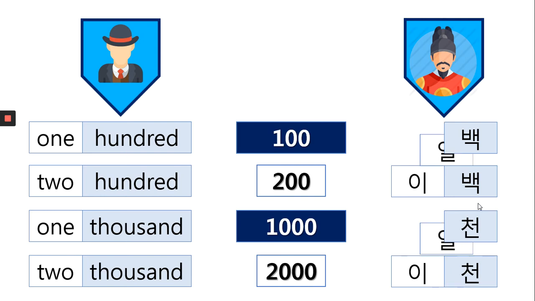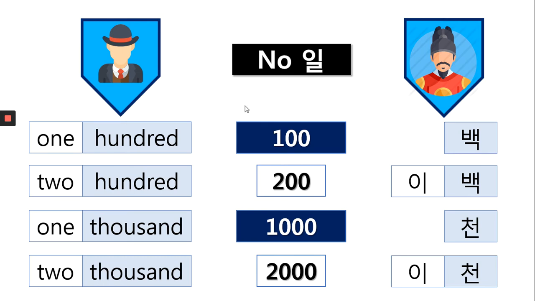Look at this. One more time. So in Korean, when it has 1, so 100, 1000, we omit 1. So we just call this 백 and 천. Okay? So remember, we don't say 일백, 일천. We don't say that. But when they have 200 or 2000, we put the number. Okay? So I said no 1. We don't put 1 here. Quite important.